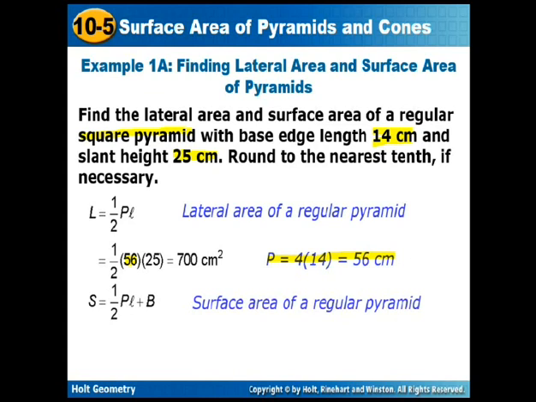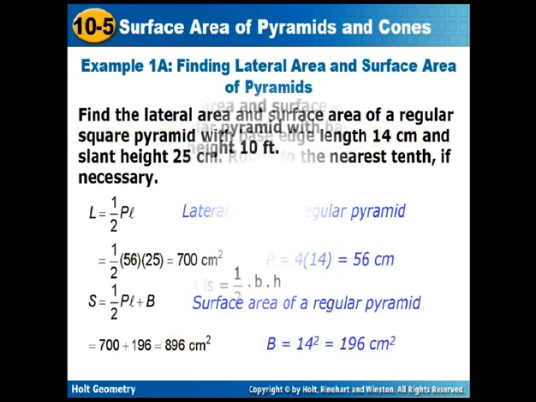Now the surface area is, as we said, the lateral area plus the base area. Substitute now the 700 for the lateral area that we found in the previous step, plus the base area. The base area is side length squared, since it is again a square. The area of the square is the side length squared, 14 squared, which is equal to 196. So this is the full surface area of this square pyramid.